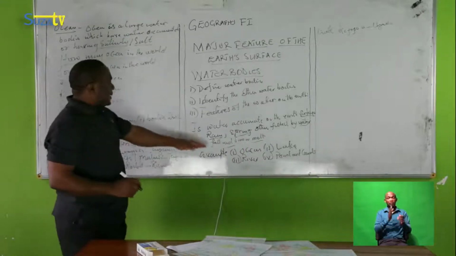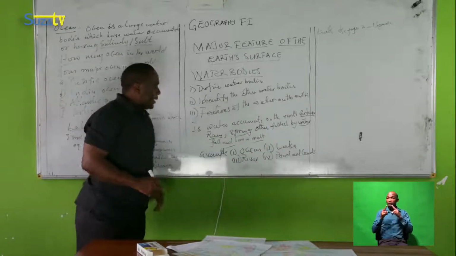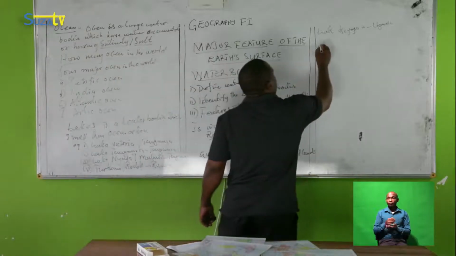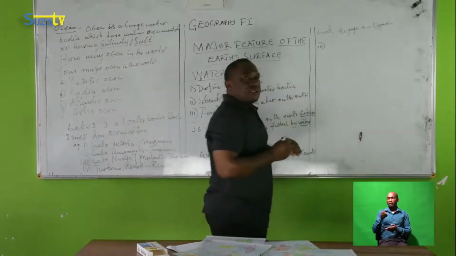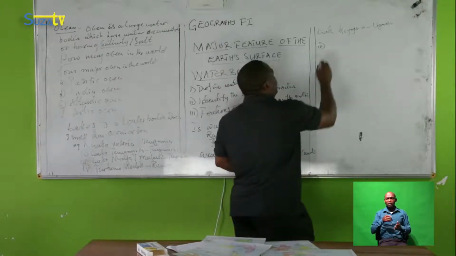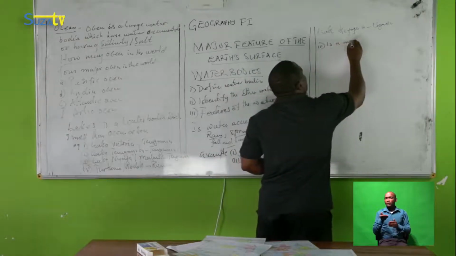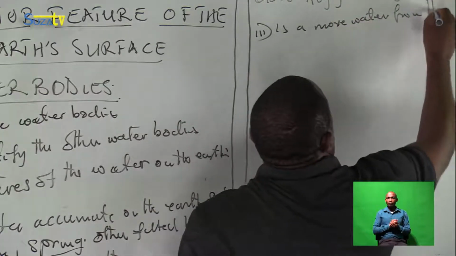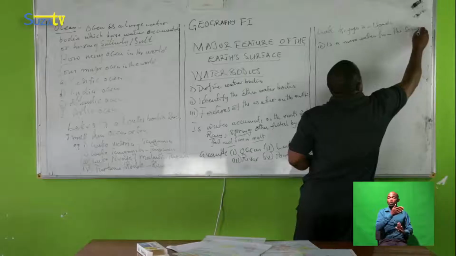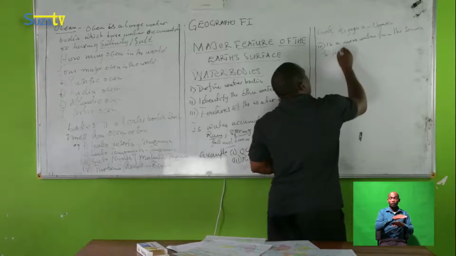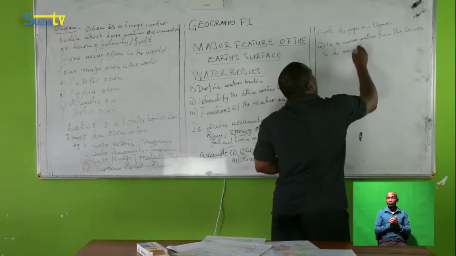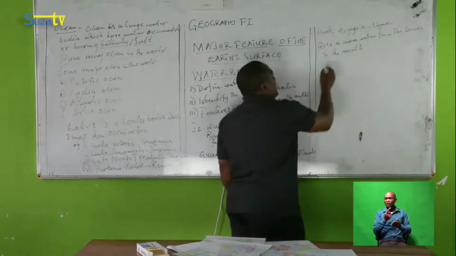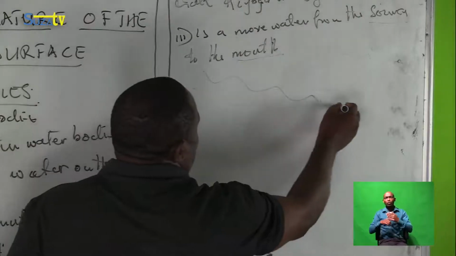This is the second term we discussed, a lake. Number 3 is a river. What is a river, my students? A river is moving water from the source to the mouth. What do we mean when we say from the source to the mouth? It means that when we have a river, that is moving water.